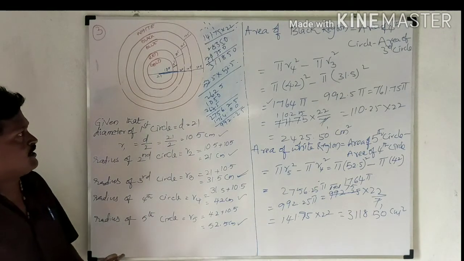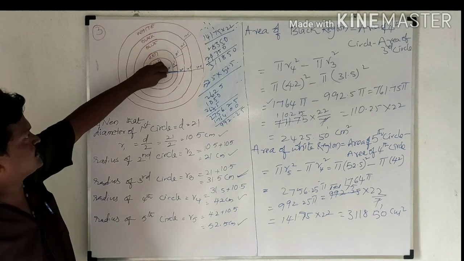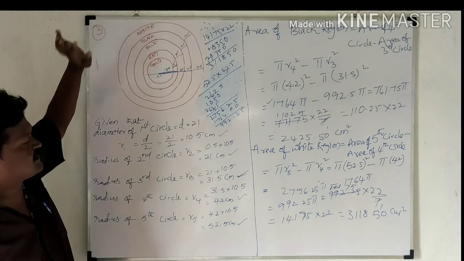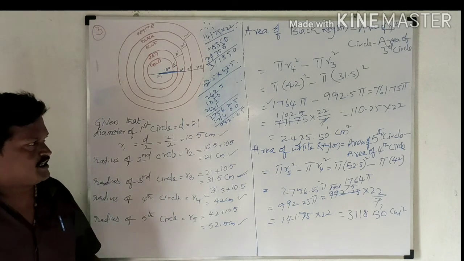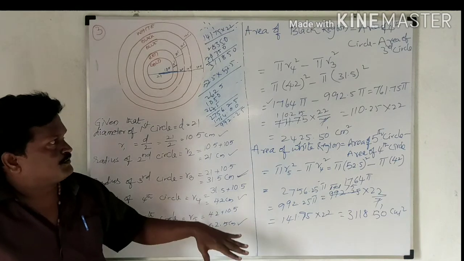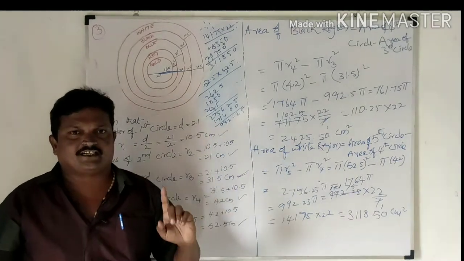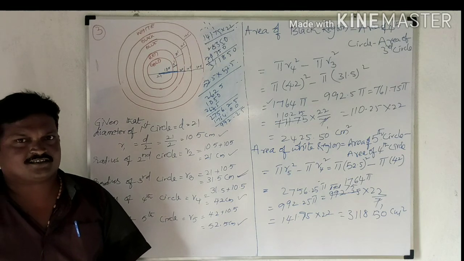So up to now we have solved all the areas of the gold region, red region, blue region, black region and white region. This is such a big problem, but don't worry, only the calculation part is somewhat difficult. The problem is based on only one formula, that is area of pi r square. Okay students, I hope that you understand. Have a nice day. Thank you.